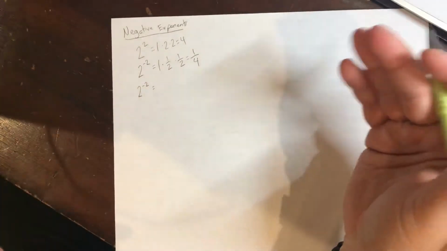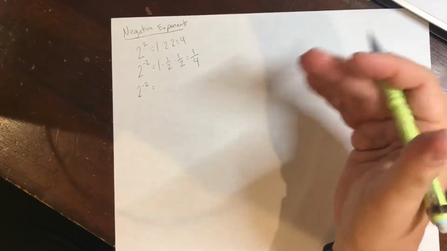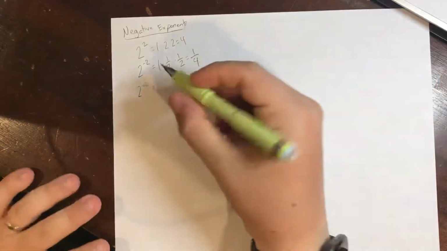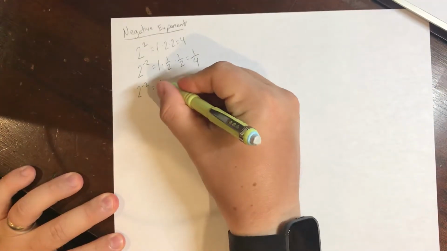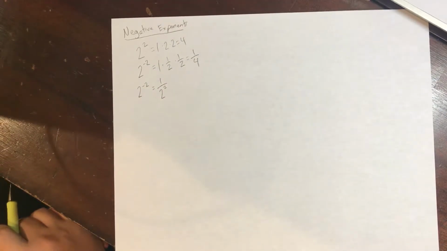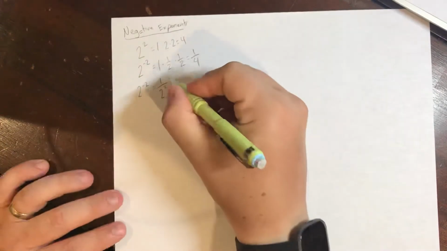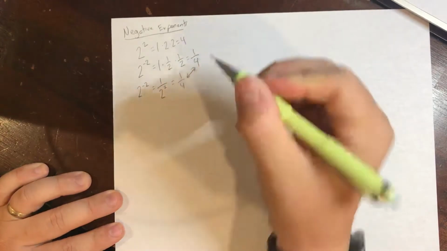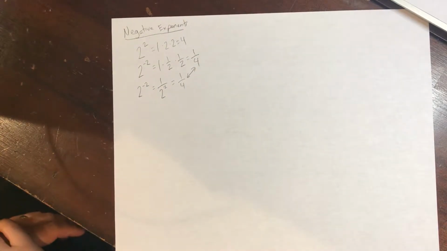In general, we want to work with exponents that are positive. So if we have 2 to the negative 2, we can flip this and make it 1 over 2 squared. We know 2 squared is 4, so we could simplify this to 1 over 4. And you'll see we get the same answers.